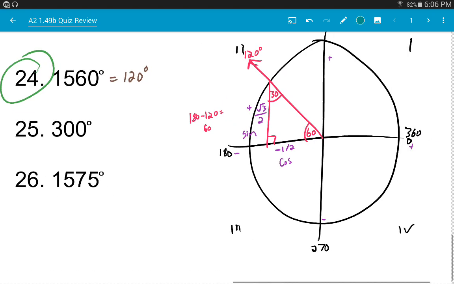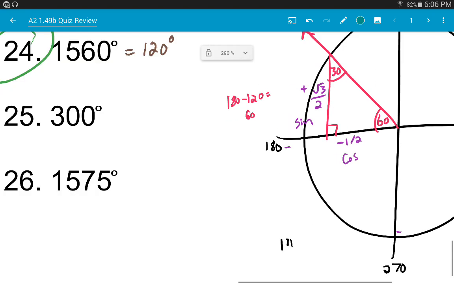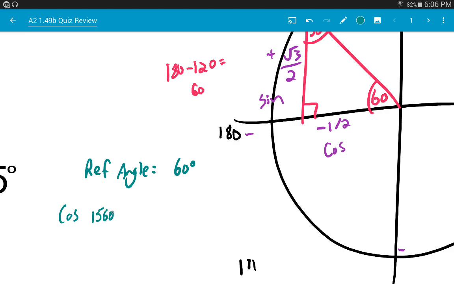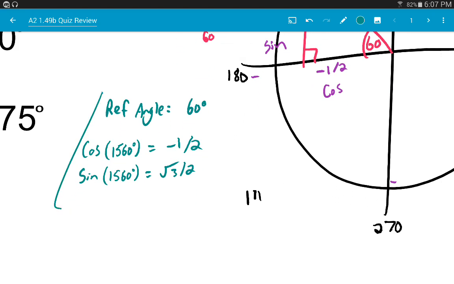So let's make sure we state everything we were asked to state. The original angle is 1560, so all our answers should be with respect to that. The reference angle is 60 degrees. That's the one close to the origin. Cosine of 1560 degrees is equal to negative 1/2. Sine of 1560 degrees is equal to positive radical 3 over 2. And that's everything that we were asked for.